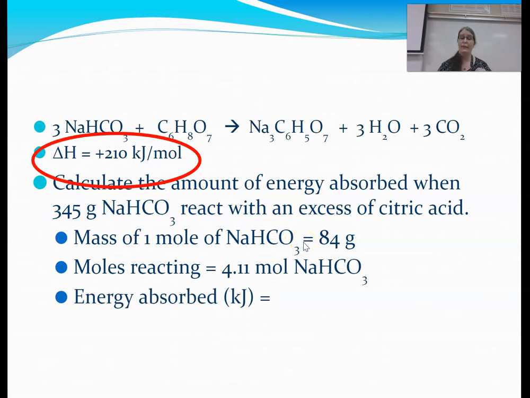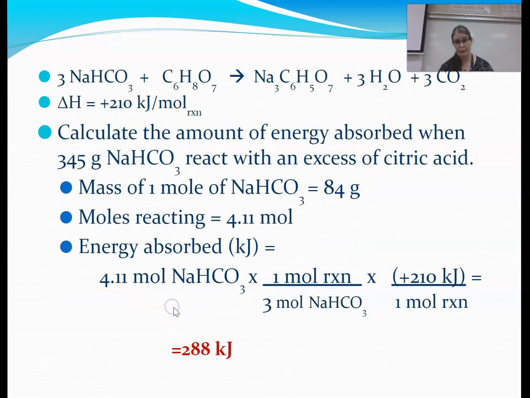I want to think about how do I get to the kilojoules here. Again, this is a case where we really have to look at our moles of reaction. So if I have 4.11 moles of sodium hydrogen carbonate, I can't go directly to this delta H step because the delta H is per mole of reaction. So I need to look at the balanced chemical equation. And now notice if I go one time through this equation, the way it's written, I use 3 sodium hydrogen carbonates. So for every 1 mole of reaction, I get 3 moles of sodium hydrogen carbonate.